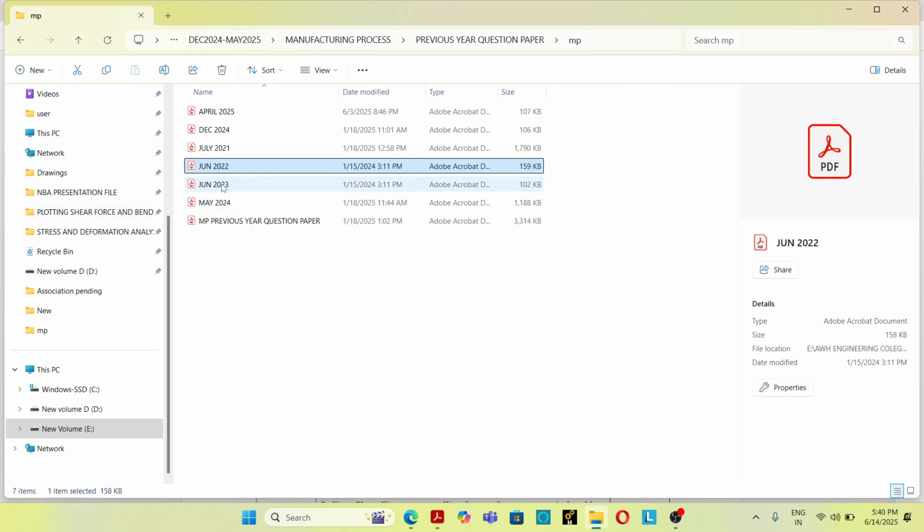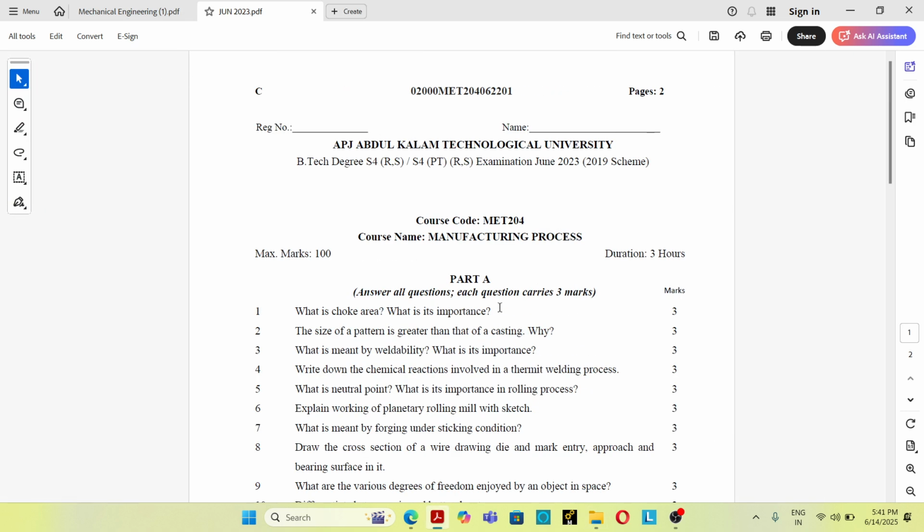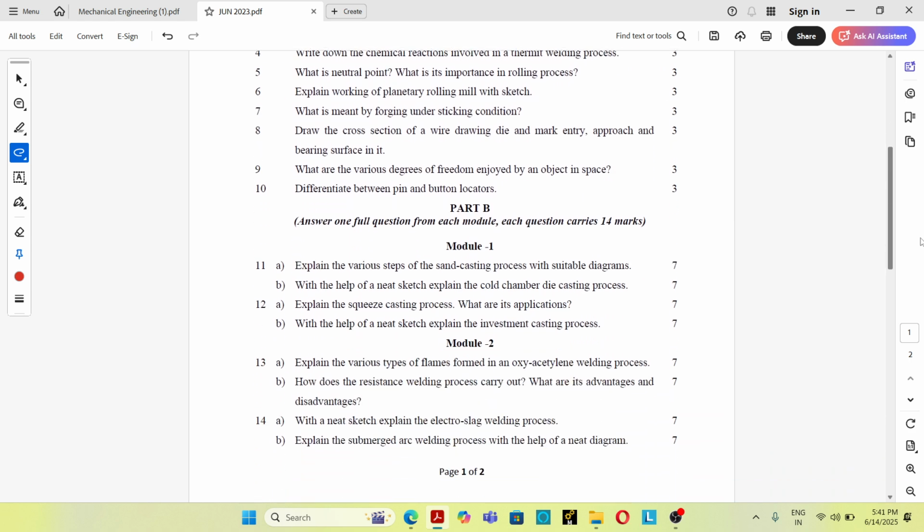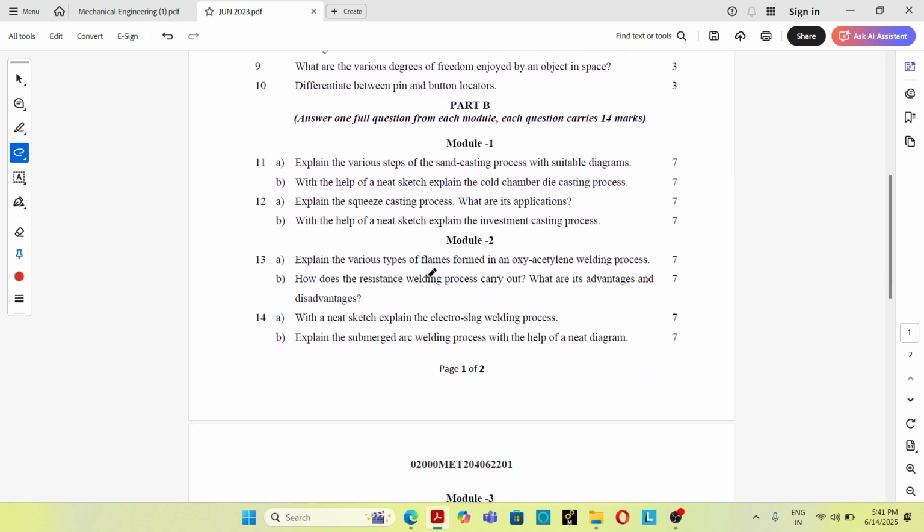Next one is June 2023. What do you mean by weldability and what is its importance? Write down the chemical reaction involved in thermit welding process. What is the chemical reaction involved in the thermit welding process? Explain the various types of flames formed in oxy-acetylene welding process. How is the resistance welding process carried out? What are its advantages and disadvantages?